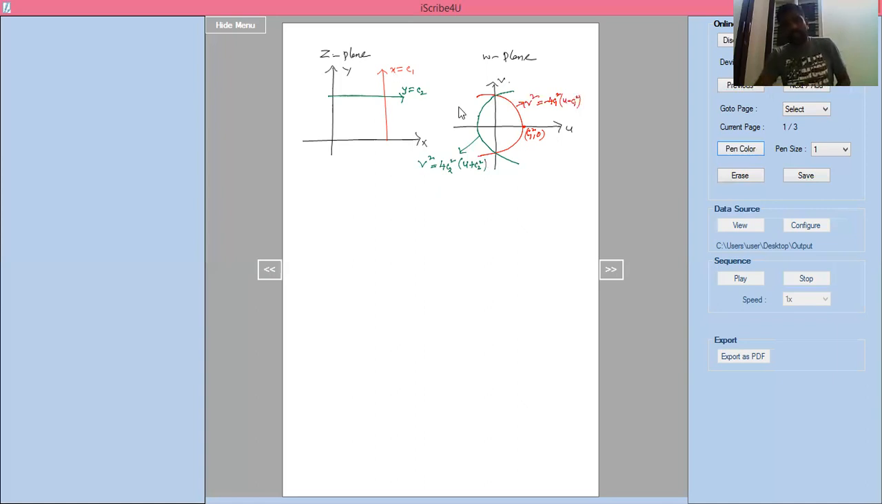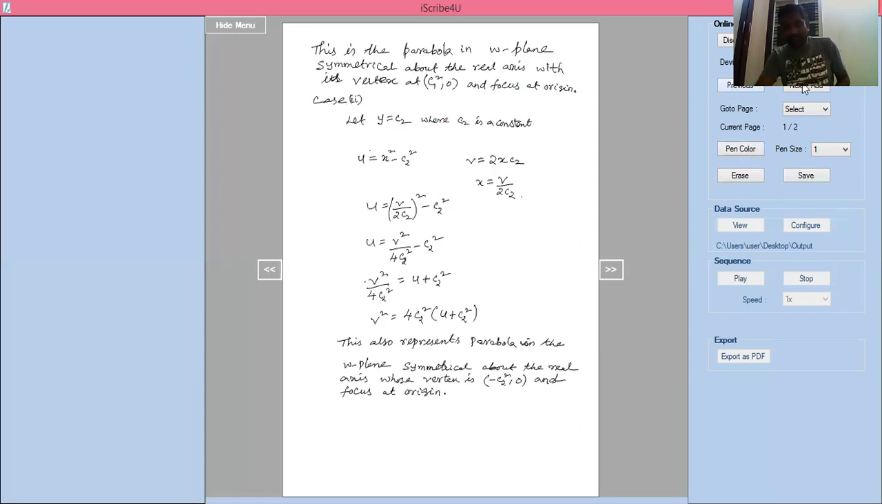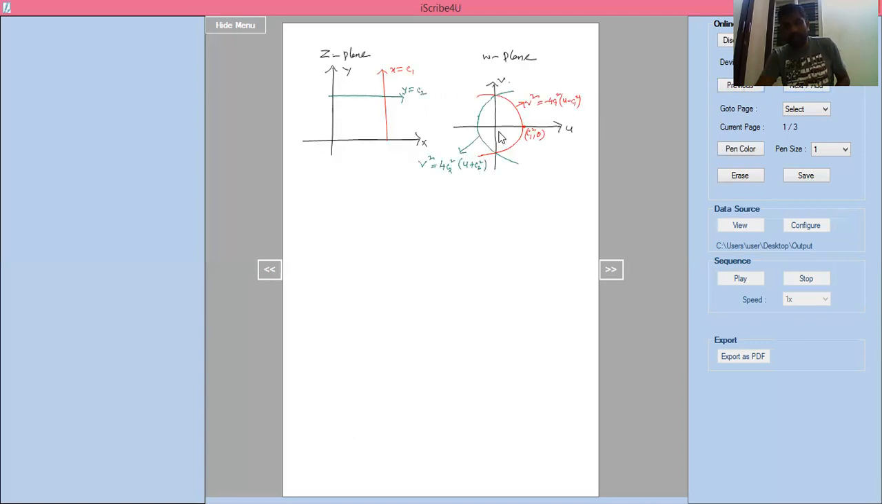When x equal to c1, it represents a parabola whose, sorry, it is not a center, so here it is the vertex at c1 square comma 0. At the same time, this is also a parabola, and the vertex should be minus c2 square comma 0.